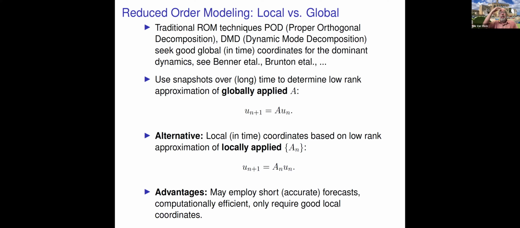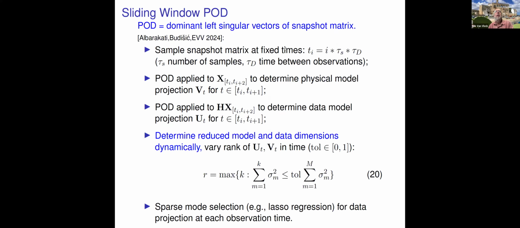The idea we had was instead to find local coordinates, local in time, so we change the coordinates often. One advantage is that we can employ short, accurate forecasts. This is computationally efficient, and we will really only require good local coordinates with our setup. This is one of the nice advantages.